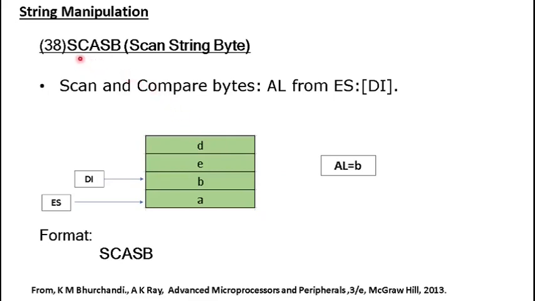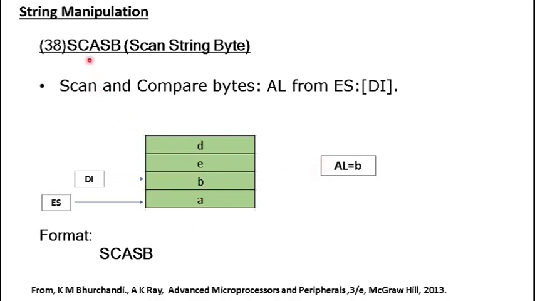So what such instruction is? Scan string for byte, or scan string at byte level. For this instruction to work, the string that we are going to search in for the pattern, its bytes should be pointed to by the extra segment destination index combination. As shown here, we have a string of length 4 bytes. The individual bytes are located by the combination of these two addresses. Suppose that we are in search of the byte B within the string.